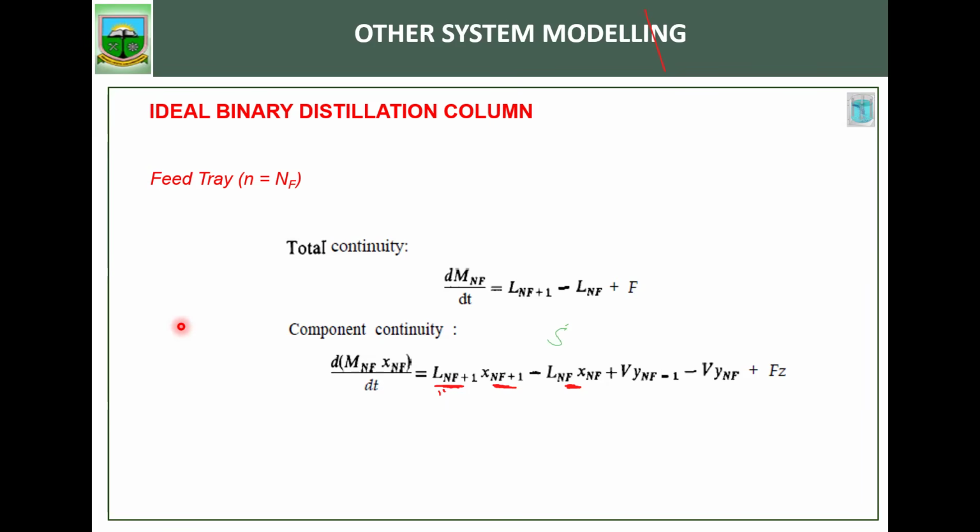plus this is the vapor that is coming in from the bottom tray. You remember that we said that usually the feed tray is not the first tray. So the first tray will give some amount of vapor to this, minus the amount of the lighter component that is leaving that tray, then plus the input feed.